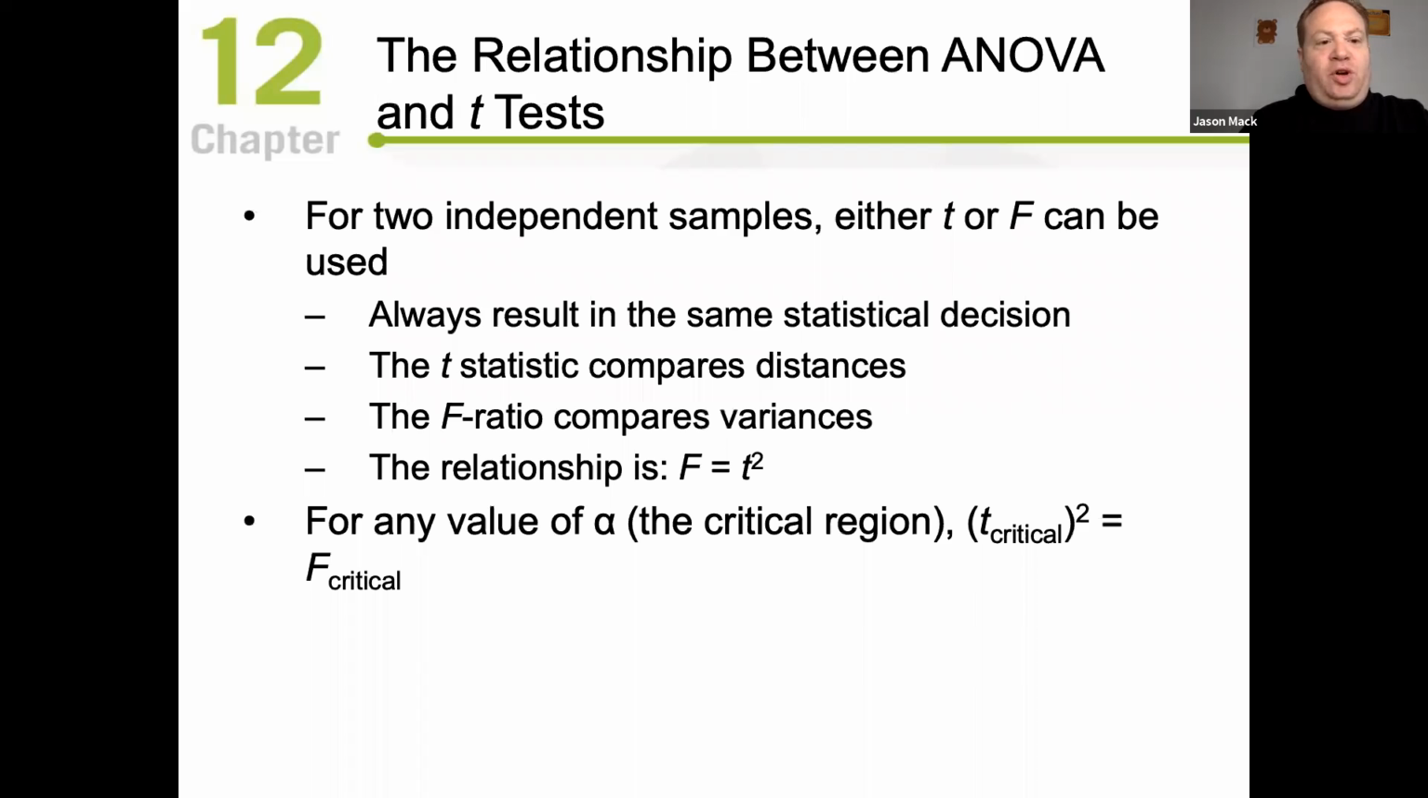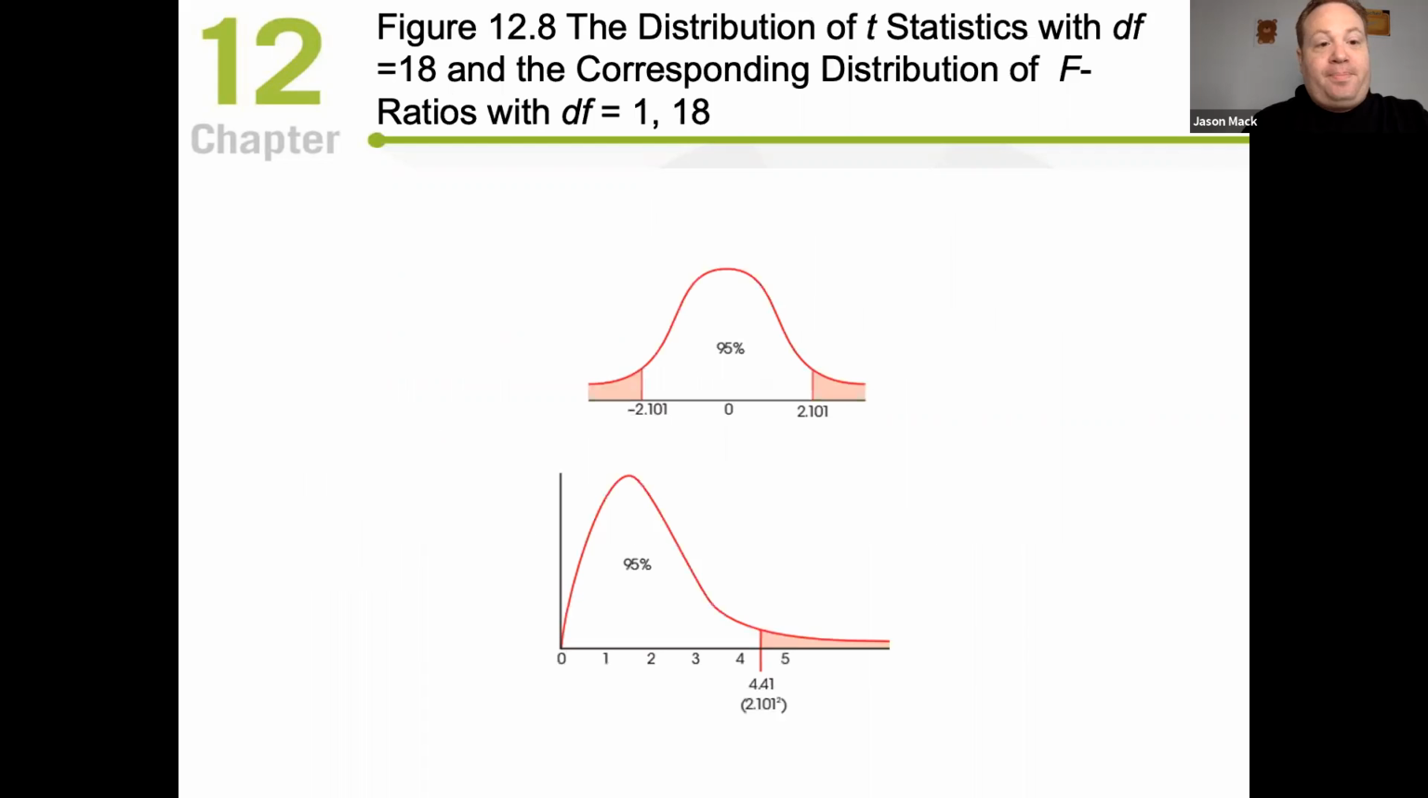The relationship between ANOVA and t-tests. For two independent samples, either t or F can be used. They always result in the same statistical decision. The t statistic compares distances. The F ratio compares variances. The relationship is F equals t squared. For any value of the critical region, t critical squared is equal to F critical.